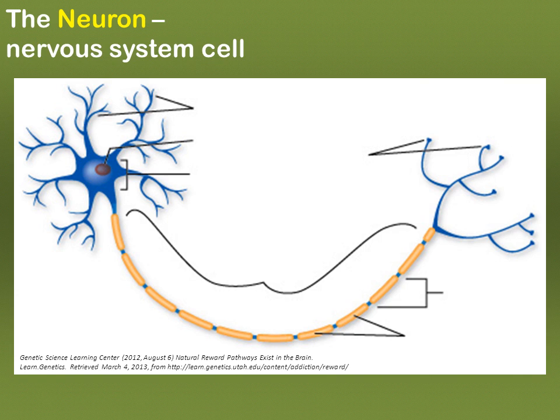The neuron is the basic cell of the nervous system. All nervous system cells have these main features. You can see that it's a cell. You see the nucleus there in this expanded portion of the cell called the cell body. This is where the nucleus and all the other organelles of the cell are mostly located.